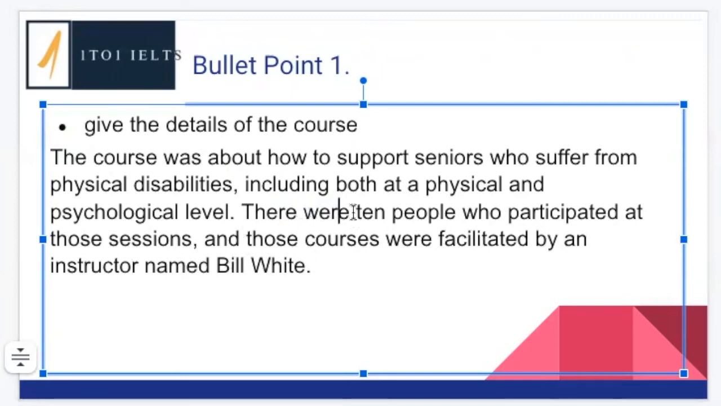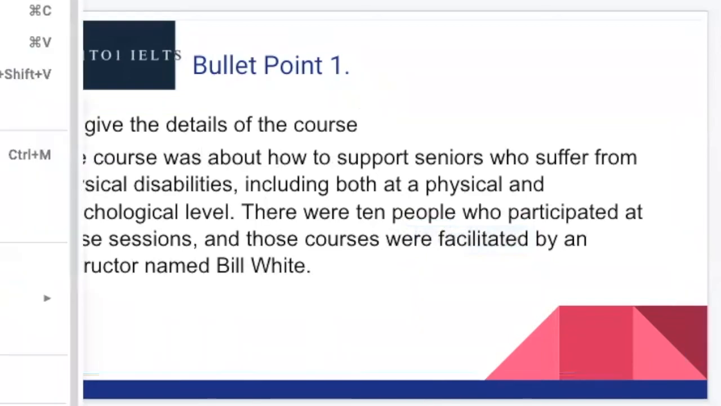So really nice. Yeah, so physical disabilities, quite high level vocabulary. On a psychological level, high level vocabulary. They were facilitated by high level vocabulary. So really good job. Well done, Lucy. And again, an excellent topic sentence. Just be careful of your verb tenses.